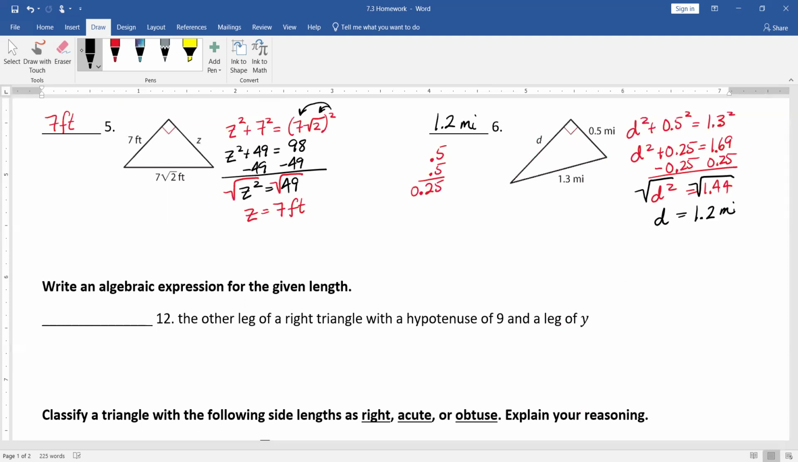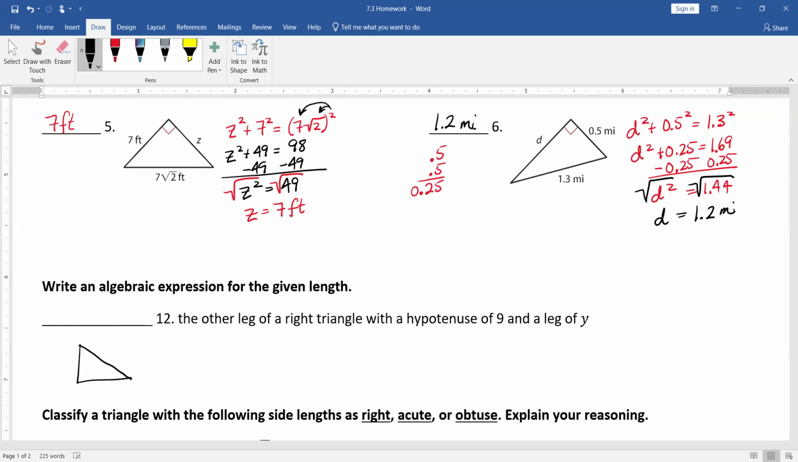So this means we're not going to have a final numerical answer. We're going to have an expression with variables and constants. So we want to give the expression for the other leg of a right triangle that has a hypotenuse of 9 and a leg of y. There's that other variable. We don't know what that is.